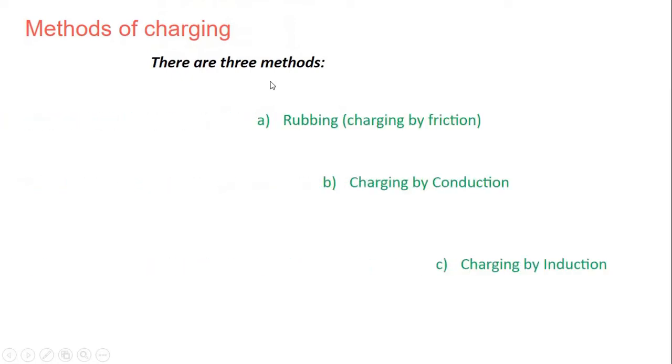Now there are three methods of charging. What are they? First is rubbing, second is charging by conduction, and third is charging by induction. So let us first concentrate on each of them one by one. First we will have rubbing. What is rubbing? Rubbing is basically charging by friction.